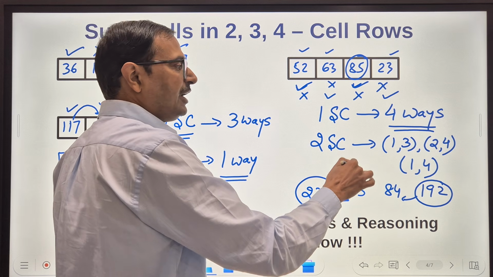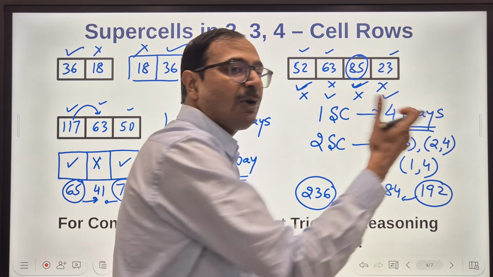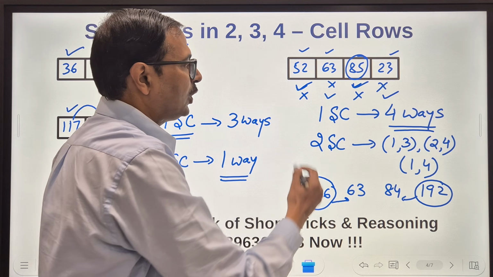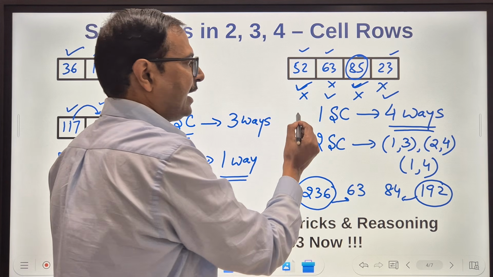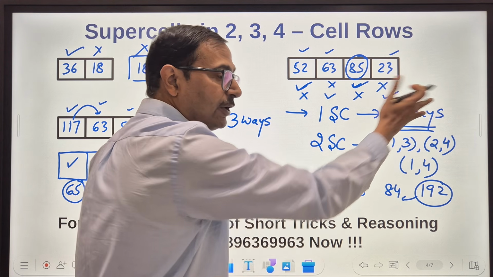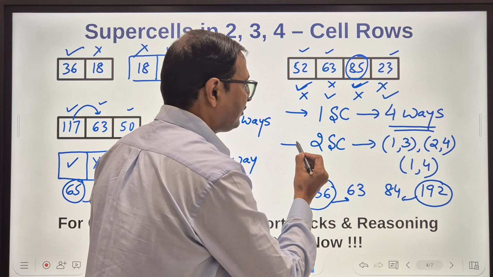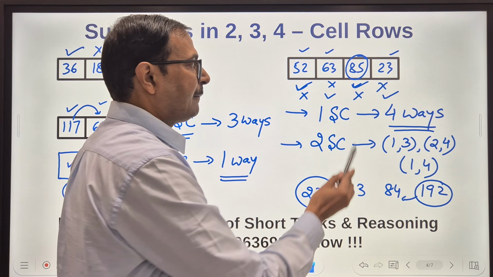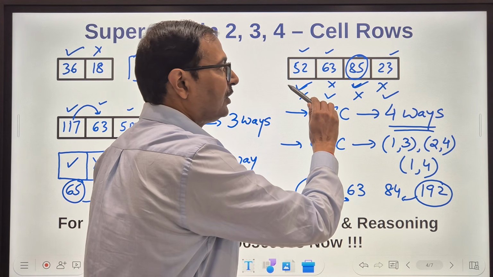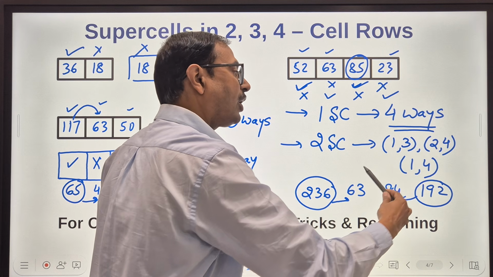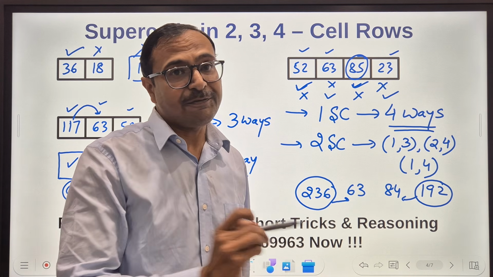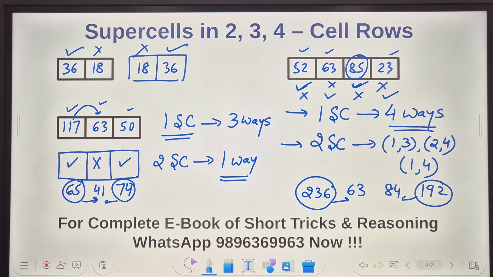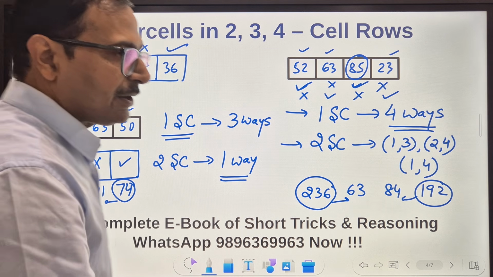Now this is the way we need to find how many possible combinations are there in a particular grid. So a 4 by 1 grid can have one supercell in 4 different ways, can have 2 supercells in 3 different ways. That is, 1 and 3 can be supercells, 2 and 4 can be supercells, or 1 and 4 can be supercells. 3 different combinations work. Now if you are getting this, now comes the challenging part.